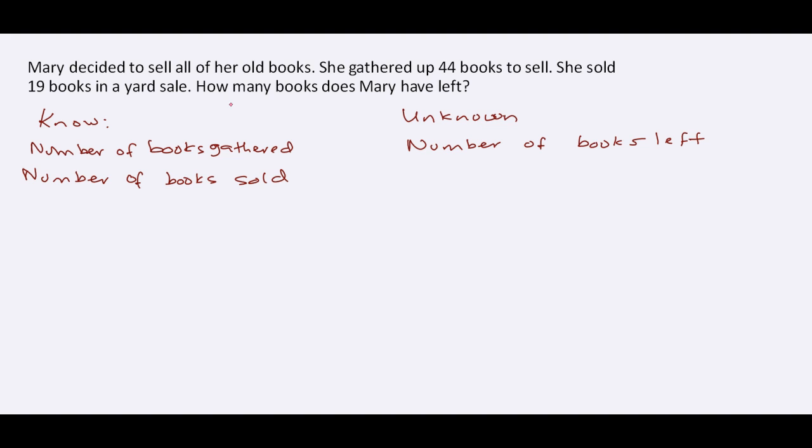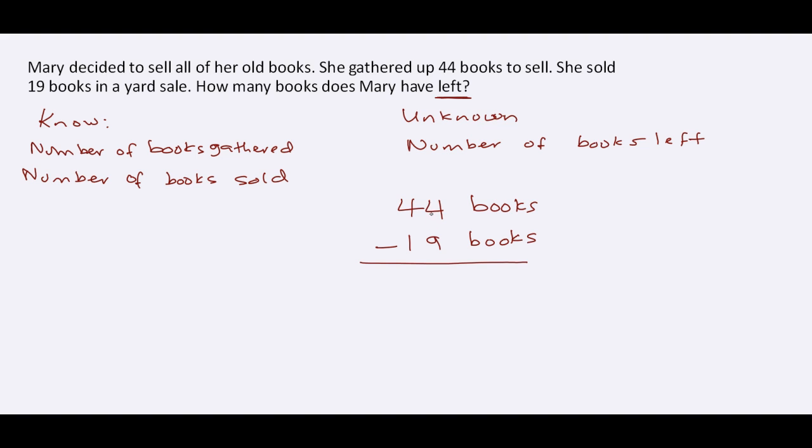It says, how many books does she have left? Left, or leftover. So she started off with 44 books and she sold 19 books. So we want to find out how many books she has left over.